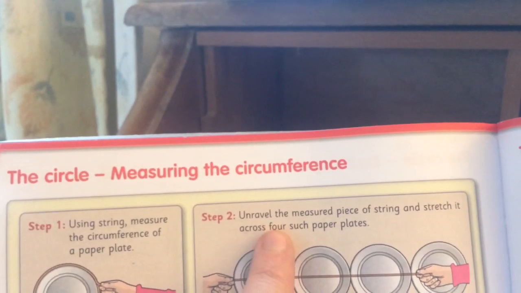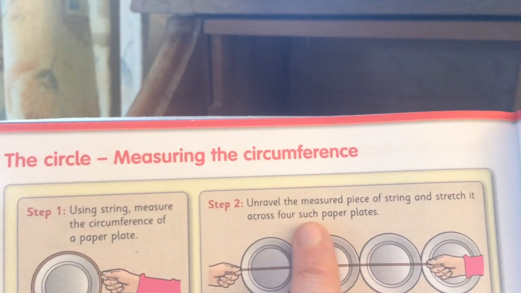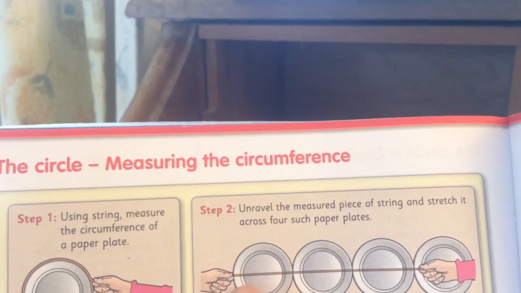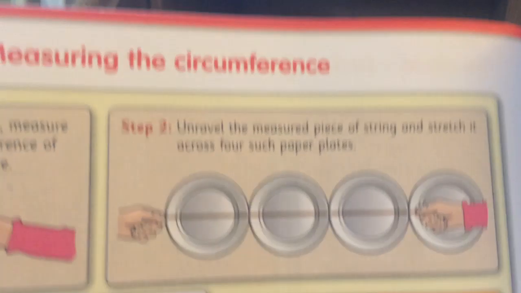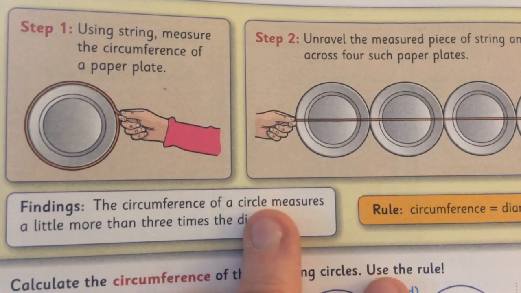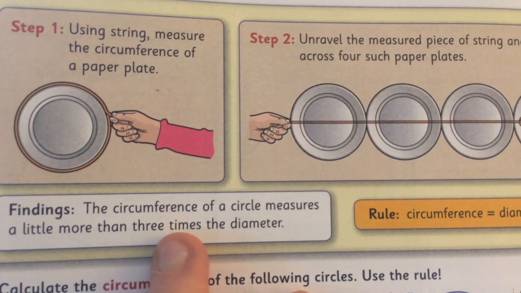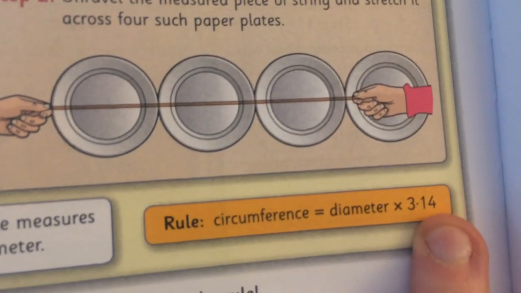Then number 2 says, unravel the measured piece of string and stretch it across 4 such paper plates. And what you'll find is a mathematical equation that stands all the time, and that is the circumference of a circle measures a little more than 3 times the diameter. It measures 3.14 of it.